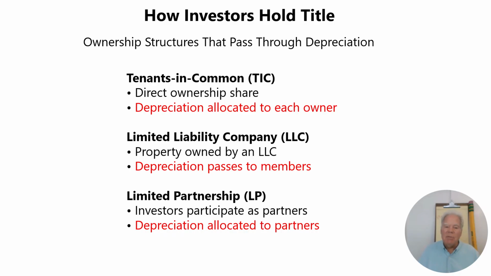Once the funding is in place, the next question is how everyone will hold title to the property. There are several ways investors structure ownership so the depreciation passes through to them. I've used all three of the structures shown here. Early on, I often used tenants in common because everyone signed directly on the deed, and that helped build trust with the investors. The key idea is choosing a structure where the depreciation passes through to the investors. And on the next slide, you'll see why that benefit can be so powerful.